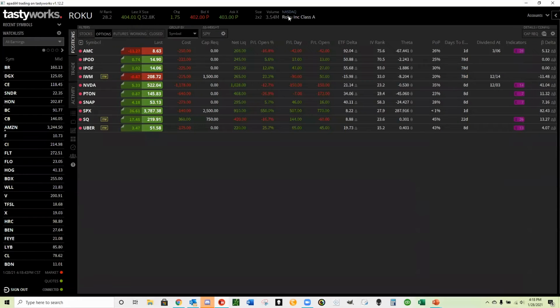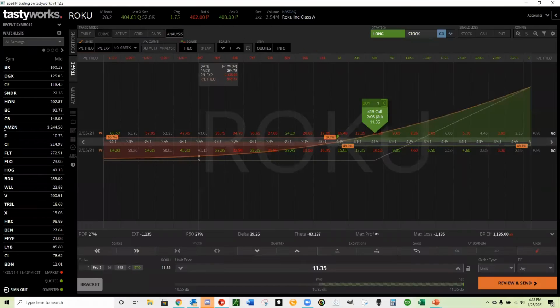So that's on the call side. Again, if you look at this graph right here, the most you could ever lose would be what you paid for the contract, which in this case was $1,135. But again, we're only looking for a 40% loss, which in this case would still be around $400 and something, but at the same time, the gains would be around $400 and something. So that's on the call side.